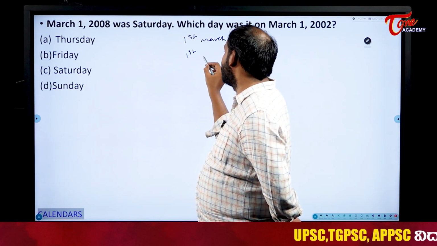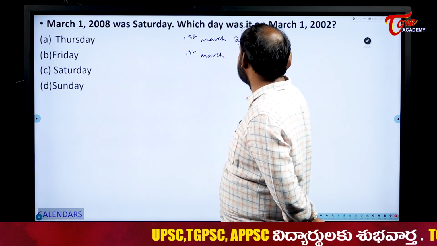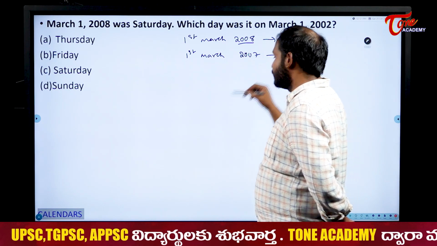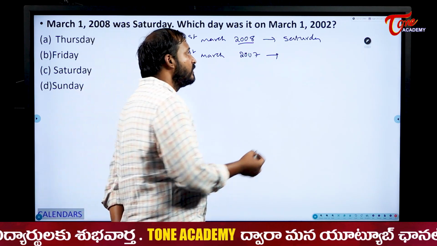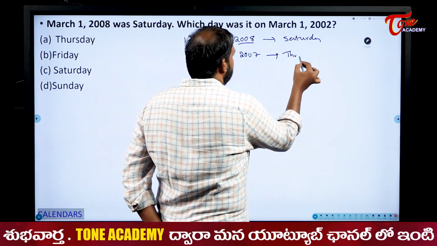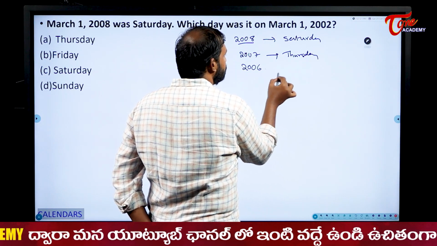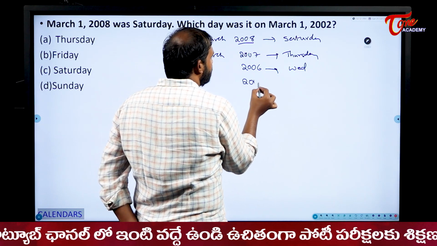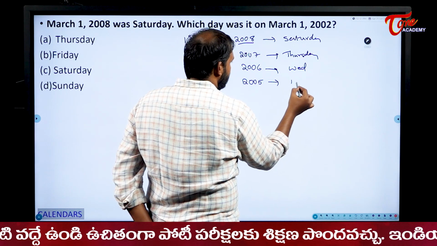Now, tell me what will be 1st of March 2007. According to this, it is Saturday. So, now what happens to this? 2 days backward. You should come back 2 days. So, it will become what? Thursday, not Friday. Please be careful. So, 2006 it will become what? Wednesday. 2005 it becomes what? Wednesday and Tuesday.